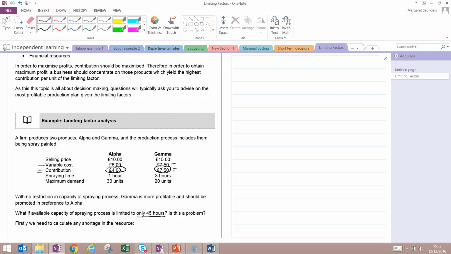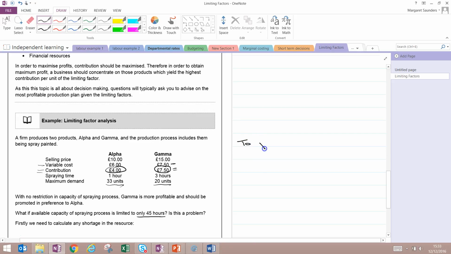The other thing we need to consider is how many alphas and how many gammas we are producing, to know whether 45 hours is sufficient time or whether this is in fact a limiting factor. If we look at the maximum demand for the alpha, it's 33 units, and the maximum demand for the gamma is 20 units. So we'll use that information.